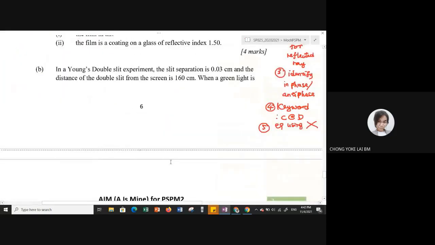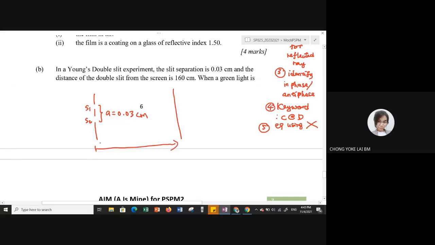Question B, we have a young double slit experiment. The slit separation is 0.03 centimeters. So we have a double slit experiment, S1, S2. So the separation between the slit is 0.03 centimeter. And the distance of the double slit to the screen is 160 centimeter, is 1.6 meter lah. Change it to meter. Centimeter change to meter. Or calculation in SI unit. Okay, calculation in SI unit.